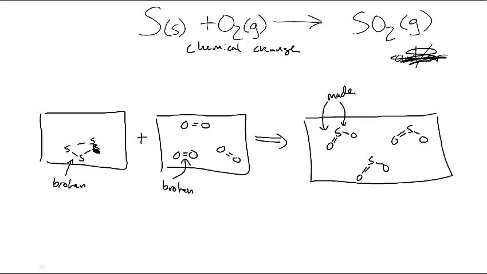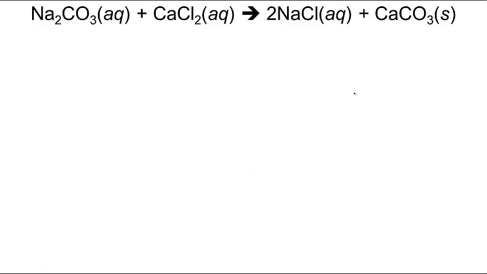The next two we're going to do in class. They're a little tricky. I want to do those together. So it's not always possible to distinguish between a physical and chemical change based on observations alone. So let's do, we have this, for example.